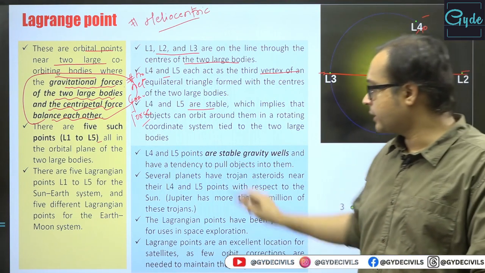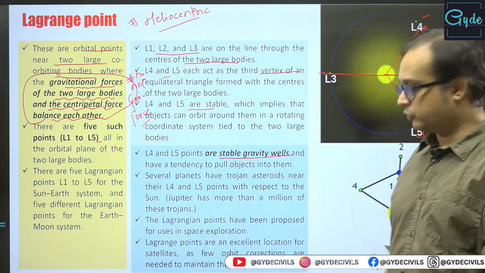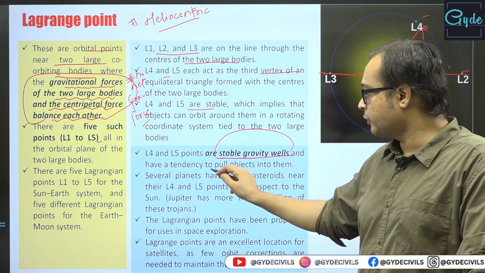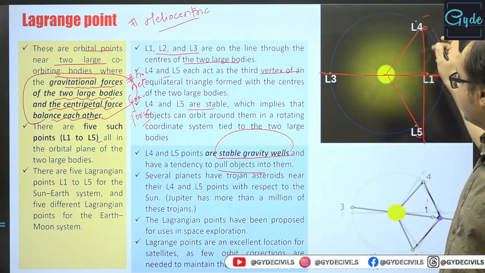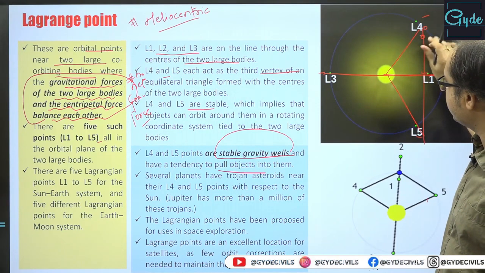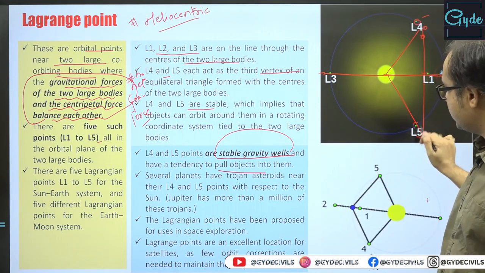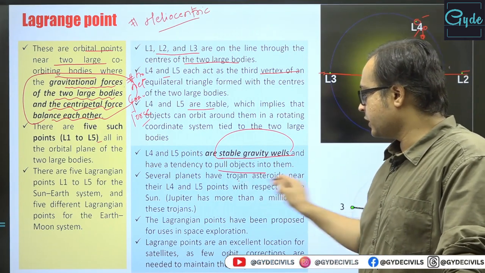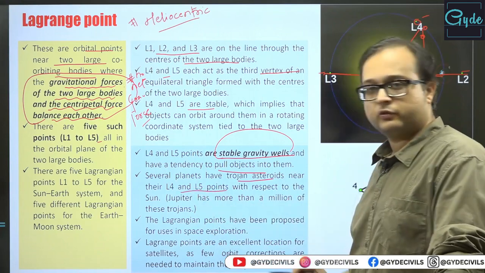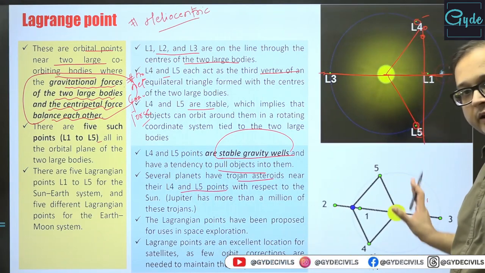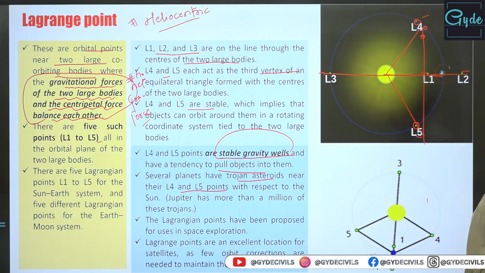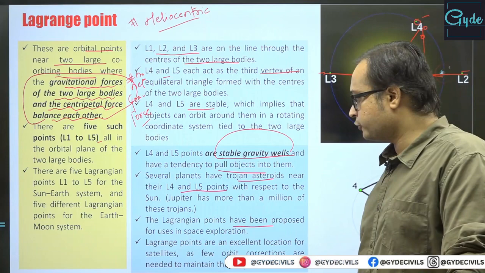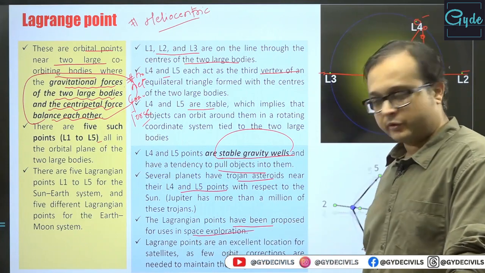L4 and L5 are stable gravity wells also. They are called stable gravity wells and have a tendency to pull objects into them, right? If an object is revolving around them or somewhere nearby, they will pull it and place it over here so that it can attain stability also. Several planets have Trojan asteroids near the L4 and L5 points, right? This is true not only in the Earth-Sun system, but with every Sun and other planet system. The Lagrange points have been proposed for use in space exploration mostly.